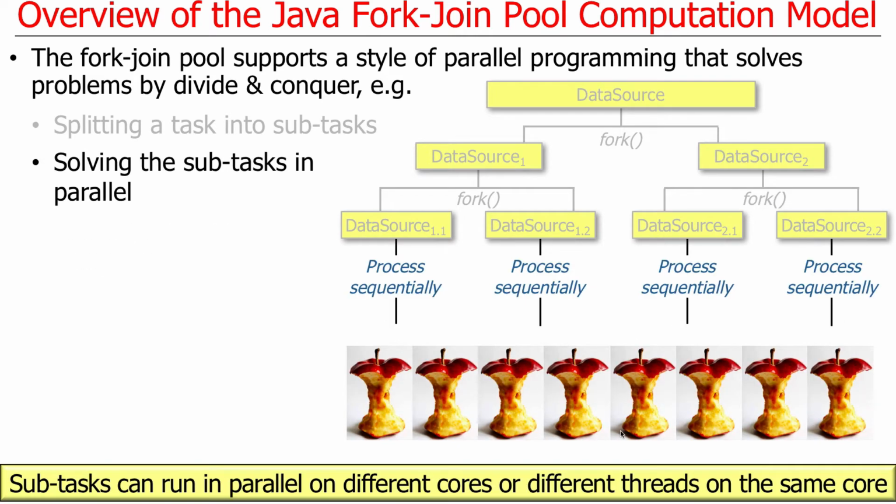And obviously, if you have a multi-core machine, it'll run on multiple cores. If you have a single-core machine, then it'll have different threads under the hood, and they'll swap, time-slice, and so on under the hood.